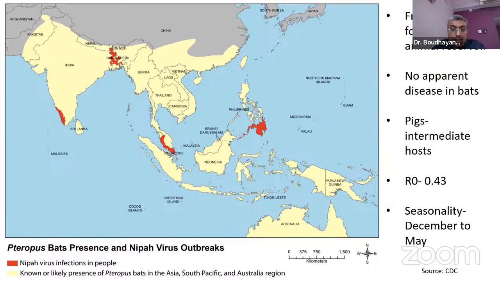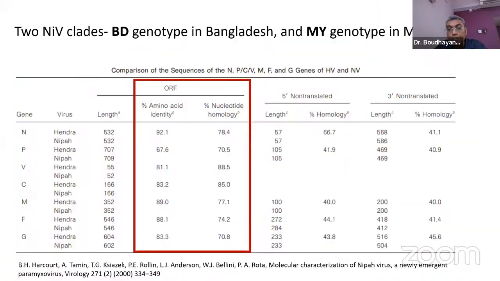And there is a seasonality, December to May, because at these times bats usually contaminate the date palm sap, and there is toddy, and they also consume some fruits. People's behavior is also such that they search for fruits from the trees in this season. It has been seen in Kerala that this season is common, but to the contrary, the outbreak in 2023 occurred in the month of September. So seasonality is not always the rule. It can occur anytime, anywhere.